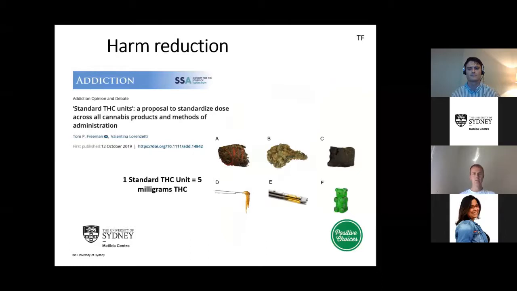So for example, with a standard THC unit of 5 milligrams of THC, which is a low dose that can produce intoxicating effects, but not adverse effects in naive users, this could be a concept that people could use in terms of monitoring consumption on a weekly or monthly basis.